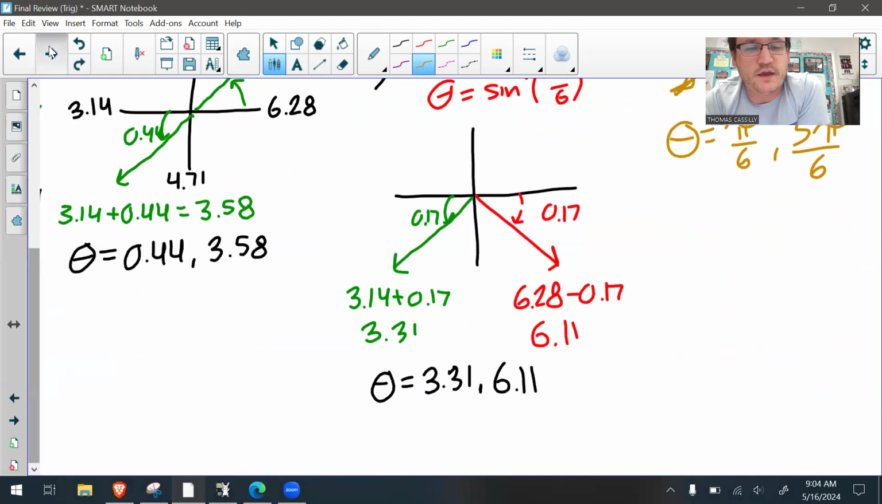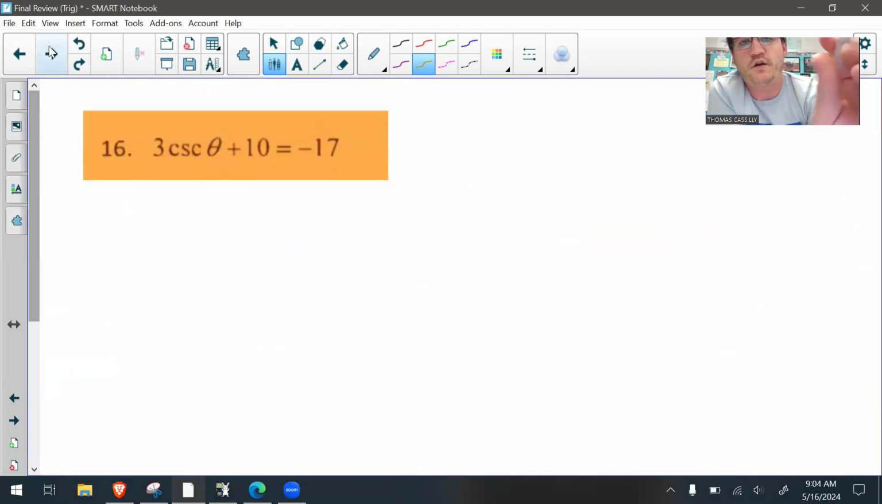Pay attention to those important numbers. That can make these things go much faster if we recognize they're unit circle problems. If you don't recognize that, that's okay. It's just going to take you a little bit longer.